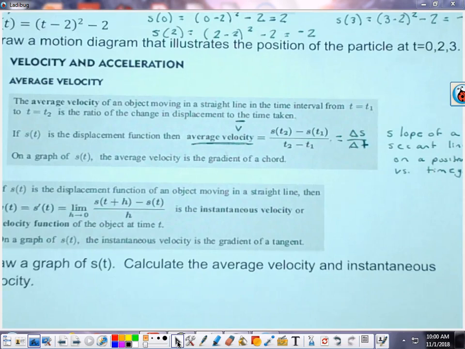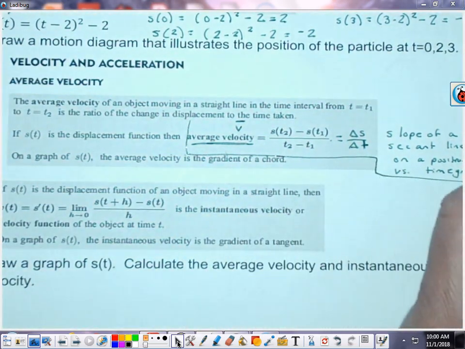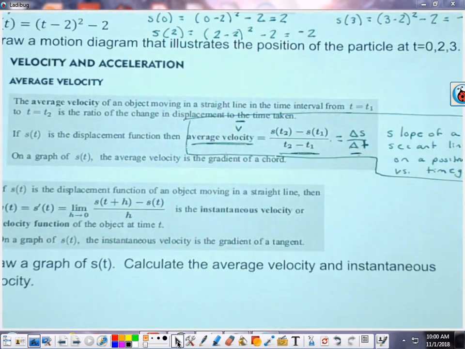So do you think we should write down the delta S over delta T or that? Either one. This, but if you just want to write this and not that, that's okay. They're equivalent.